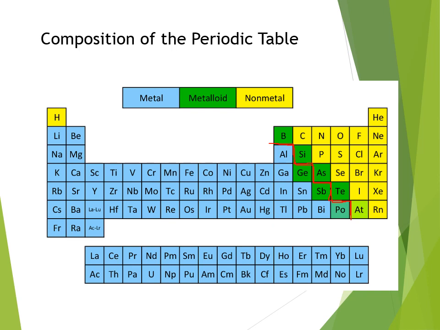Notice everything touching that line is a metalloid or a semimetal except for aluminum. Aluminum is the only metal that is touching that line. So knowing where that zigzag line is going to help you figure out where the metals are, all the metals being to the left of the zigzag line, with, of course, the exception of hydrogen. All the nonmetals will be to the right of that zigzag line. And then every element touching the zigzag line is a metalloid.